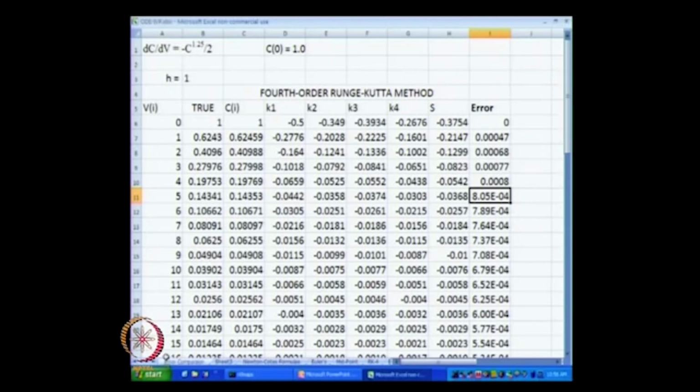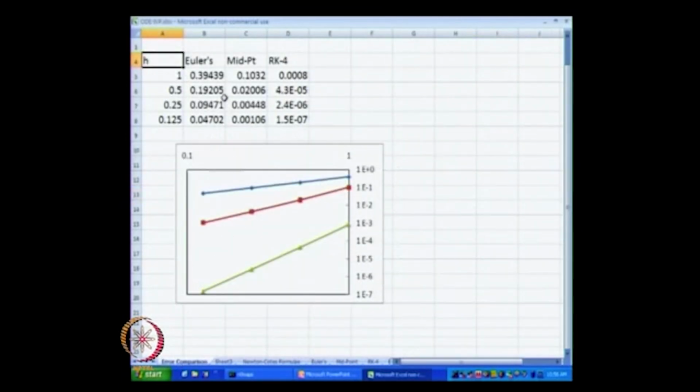And with all these results, we had made an error comparison between Euler's, midpoint and RK4 method, and this error comparison is shown on this particular graph. All this we had done in 2 lectures earlier.